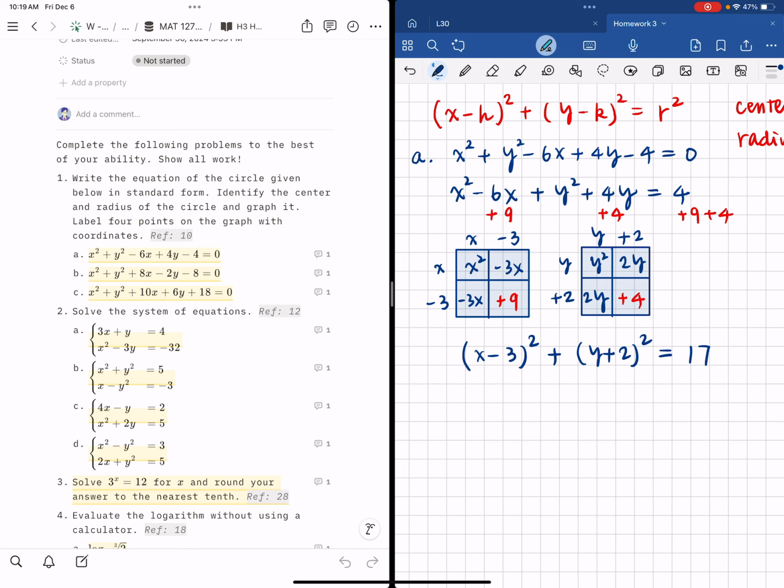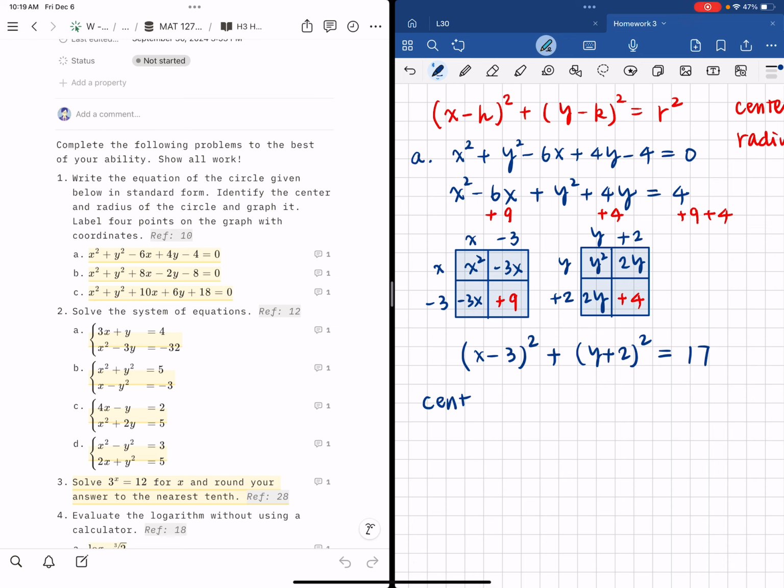And now we completed the square. We also have this form that satisfies the circle form on the top. So that means the center is, you just take the opposite numbers that you see inside the squares. It will be positive 3 and negative 2. And then the radius is the square root of 17.